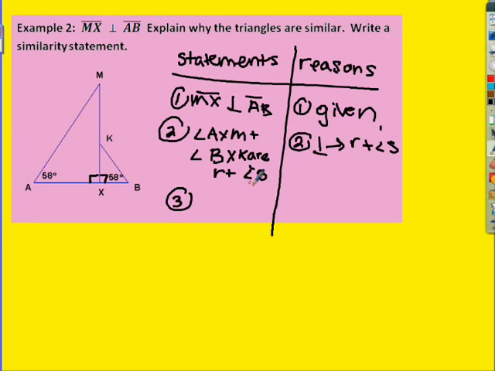Alright. I'm next going to have to say, well, if I know they're right angles, I know that they are congruent. Because remember, for angle similarity, I need two sets of angles that are congruent in each triangle. So I could say angle AXM is congruent to angle BXK. And the reason is because all right angles are congruent.